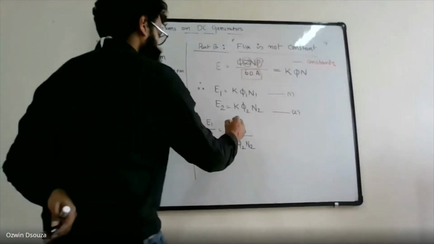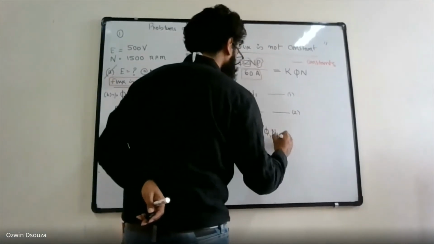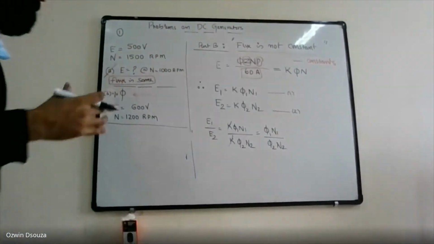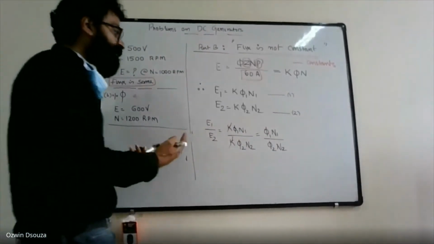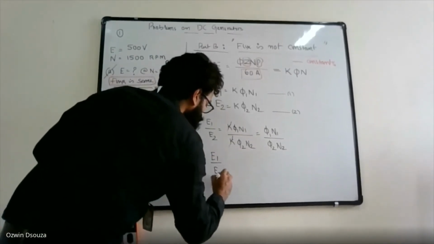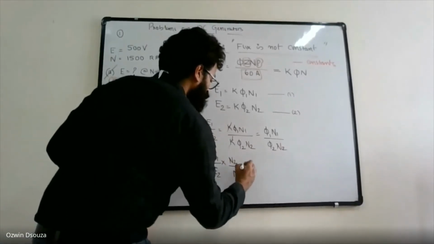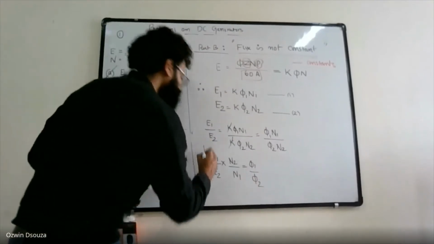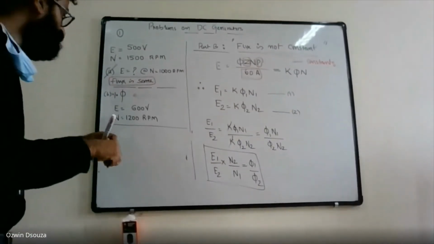So K gets cancelled. So you will have phi 1 into N1 divided by phi 2 into N2. Fluxes are not known, right? So let's keep the flux ratio on one side. So we have E1 by E2 into, cross multiplied, N2 by N1, which is equal to phi 1 by phi 2, right? So this is my main equation.